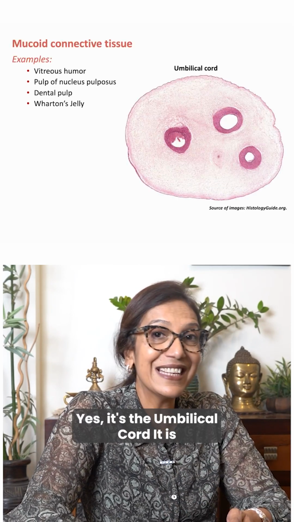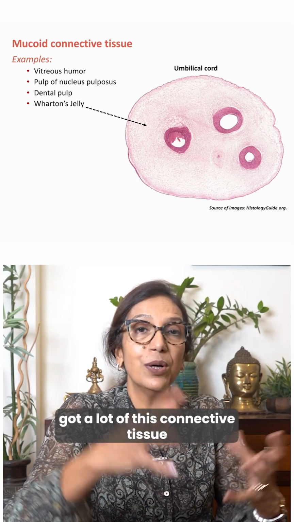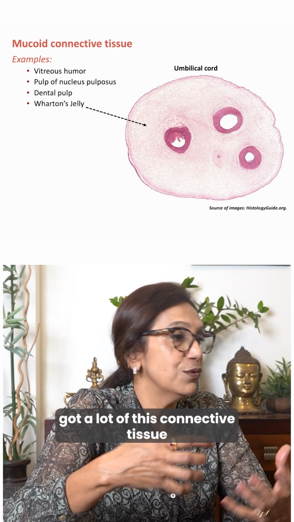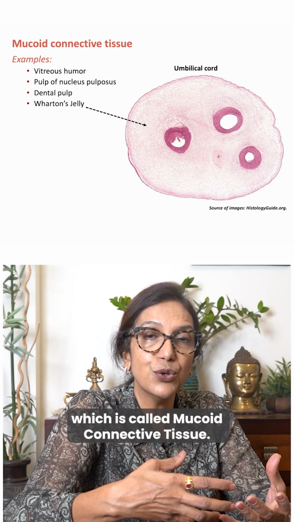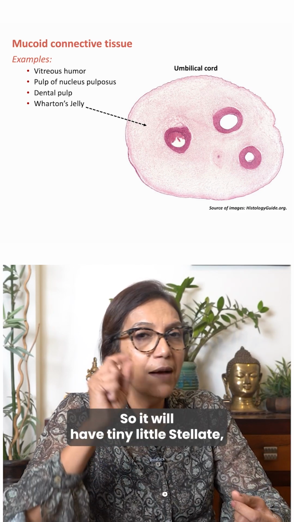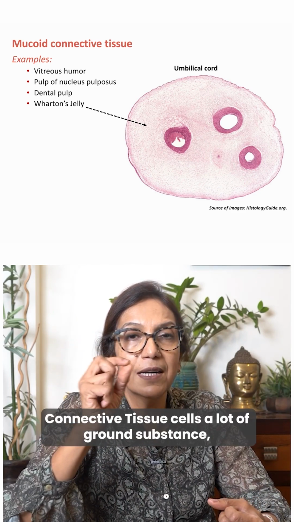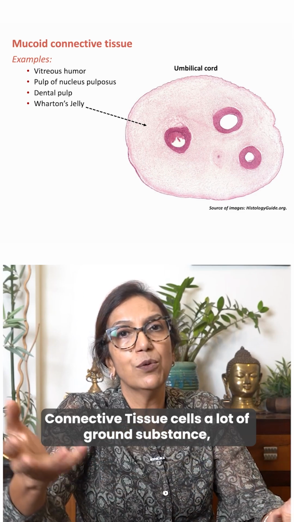So what is this? Yes, it's the umbilical cord. It has got a lot of this connective tissue which is called mucoid connective tissue. It's jelly-like, okay? So it'll have tiny little stellate connective tissue cells, a lot of ground substance and a few fibers.